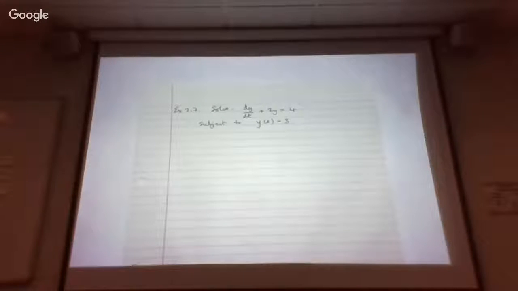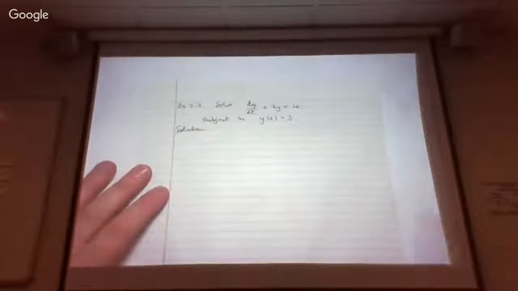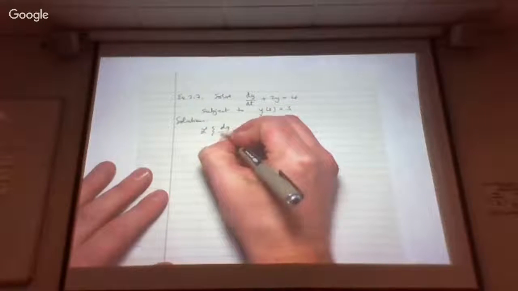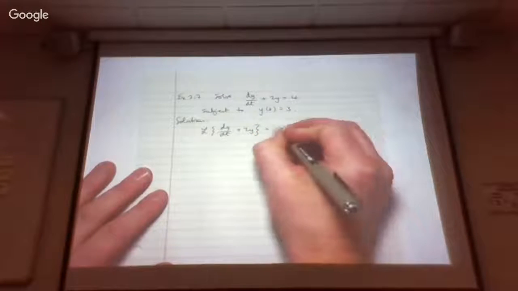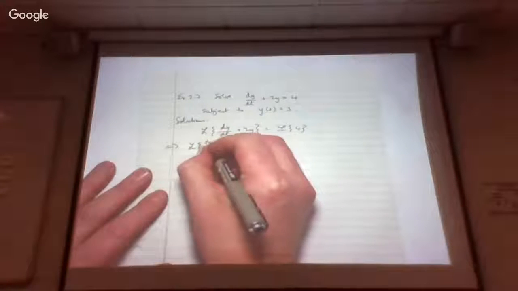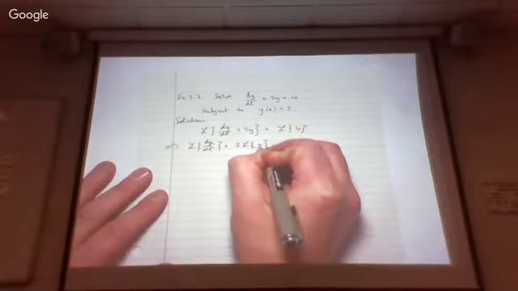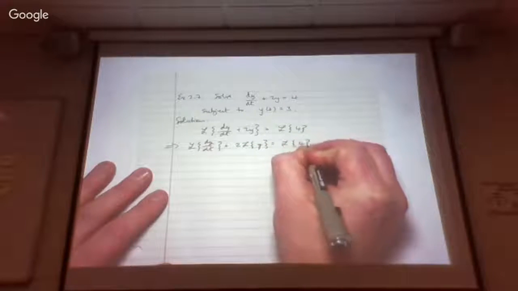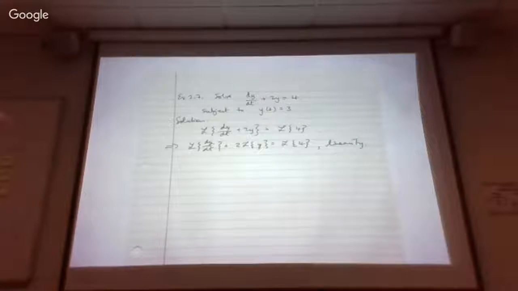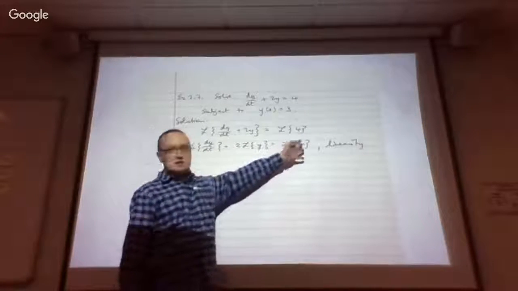Okay, so first step is to transform the whole thing. So the Laplace transform of dy/dt plus 2y equals the Laplace transform of 4. That implies, I'll just spell out the linearity here, that the Laplace transform of dy/dt plus 2 times the Laplace transform of y equals the Laplace transform of 4. So that's true by linearity.